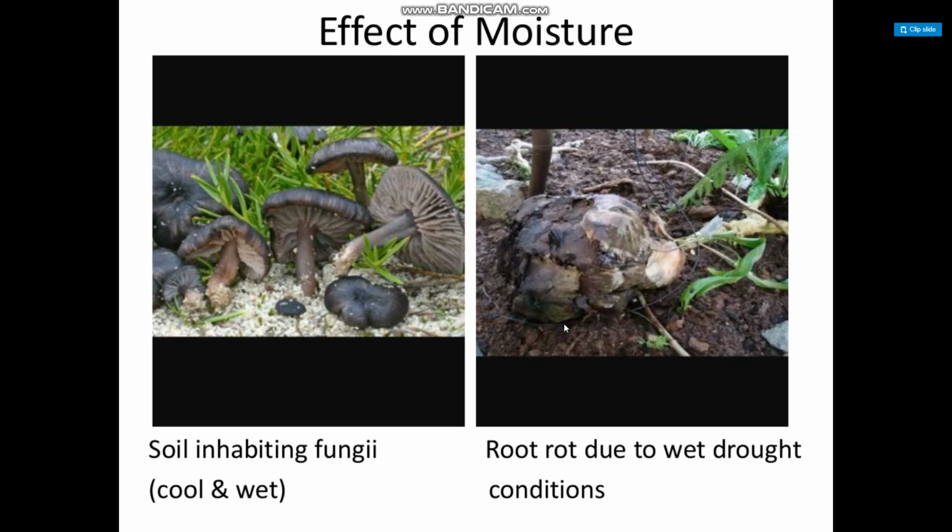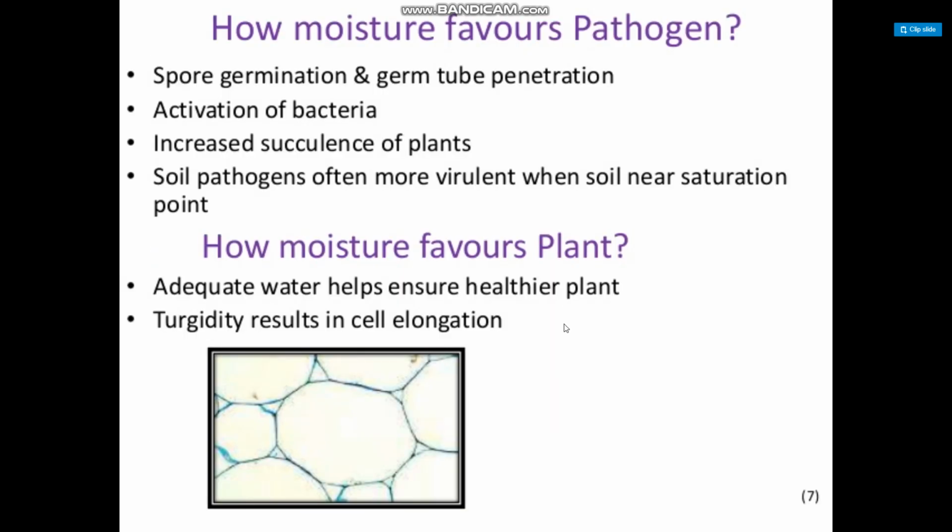Effect of moisture. The first image shows soil inhabiting fungi in a cool and wet environment, and the second one is a root rot due to wet and drought conditions. These show the effect of moisture. How does moisture favor the pathogen? First, spore germination and germ tube penetration. Second, activation of bacteria. Third, increased succulence of plants. And fourth, soil pathogens are often more virulent when soil is near saturation point.